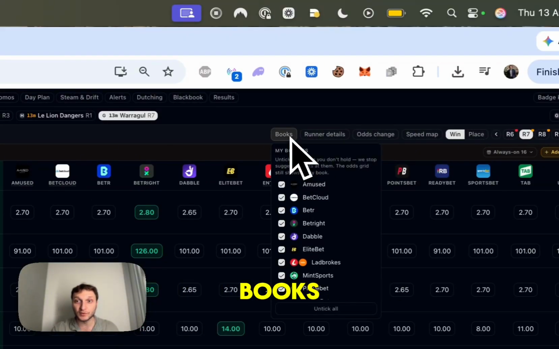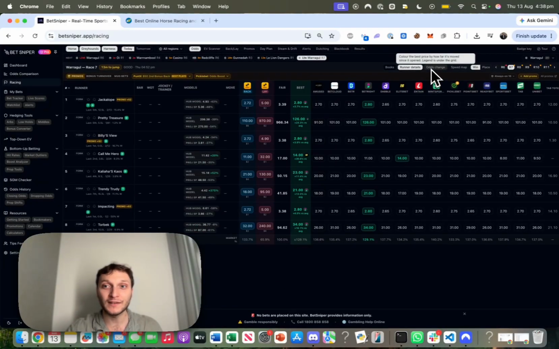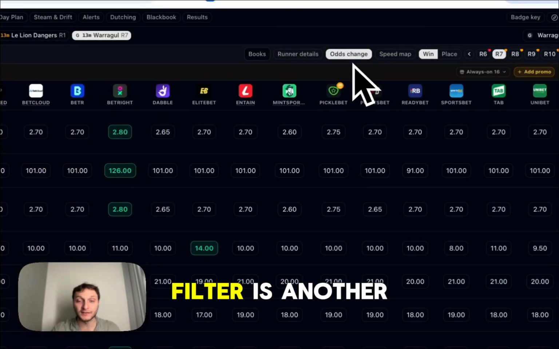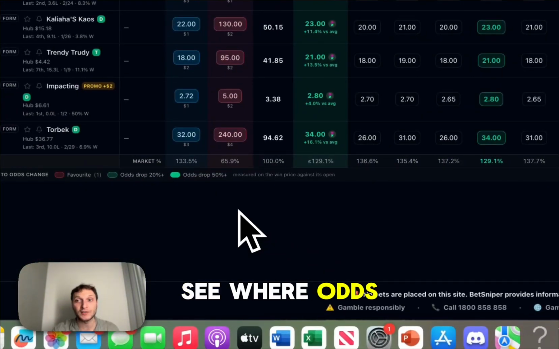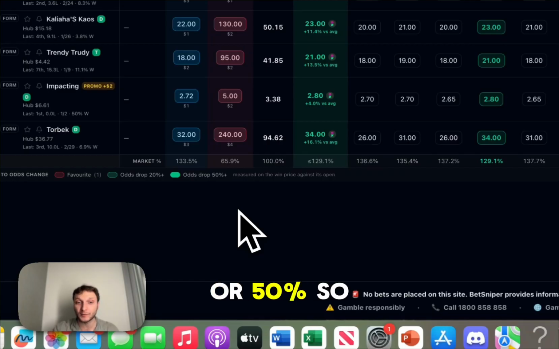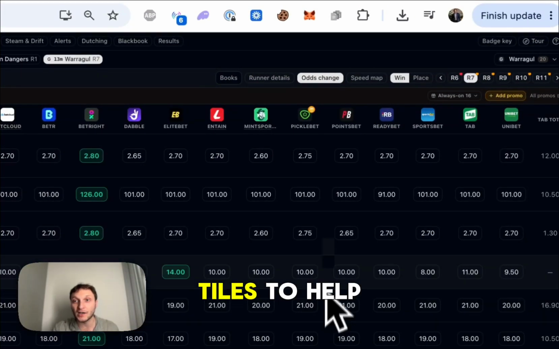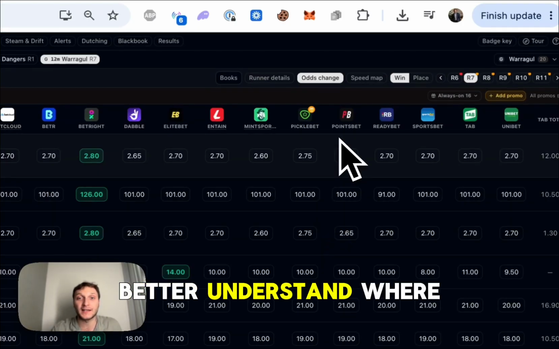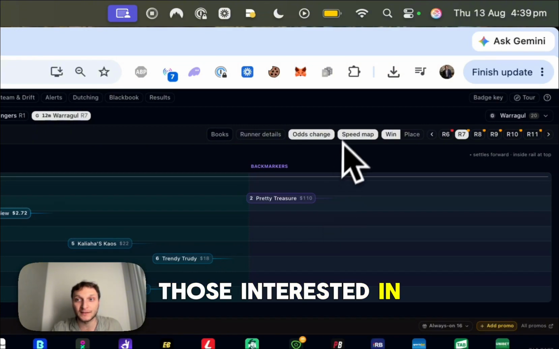So you can filter for different books, toggle on and off runner information. This odds change filter is another color variation on these odds to help you see where odds may be stale or where odds have dropped 20% recently or 50%. So you can get these different variations in the color tiles to help you better understand where odds are moving. And then we've also got a speed map for those interested in that.